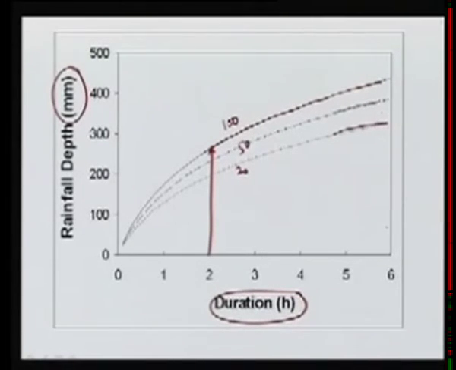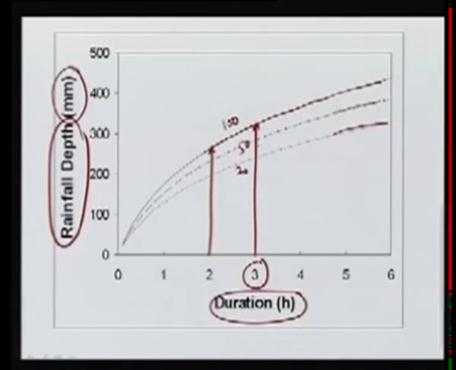So this gives us an idea about what will be the total rainfall depth for any duration storm for any given frequency or return period. So this data of intensity duration frequency or depth duration frequency is important in design of various structures, as we will see later in the course.